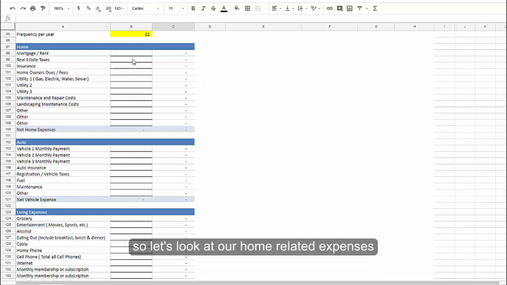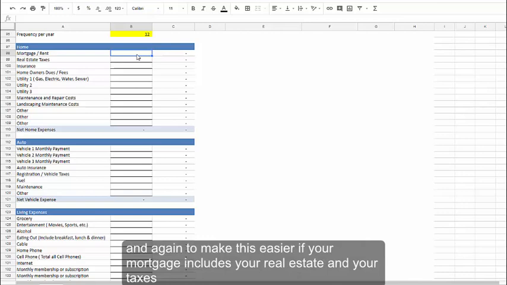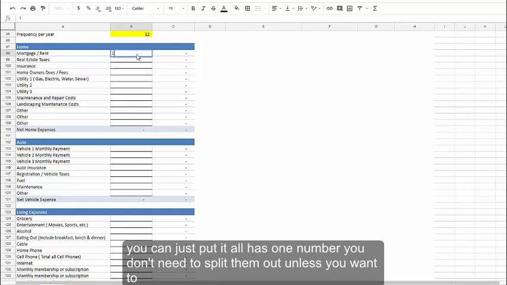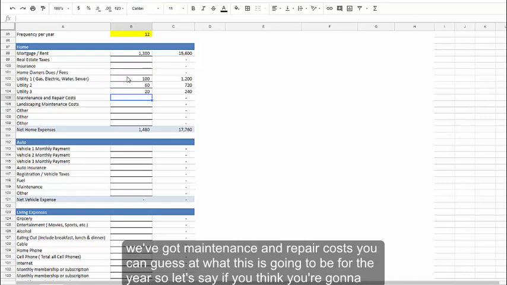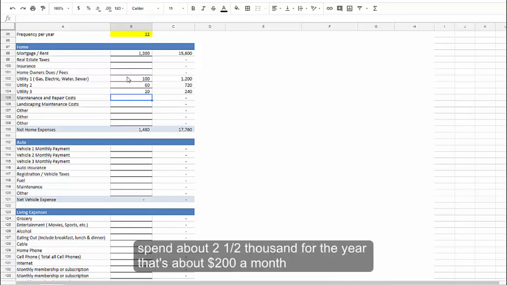So let's look at our home-related expenses. And again, to make this easier, if your mortgage includes your real estate and your taxes, you can just put it all as one number. You don't need to split them out unless you want to. Then we're going to add in our utilities. And again, we've got maintenance and repair costs. You can guess at what this is going to be for the year. So let's say if you think you're going to spend about $2,500 for the year, that's about $200 a month.